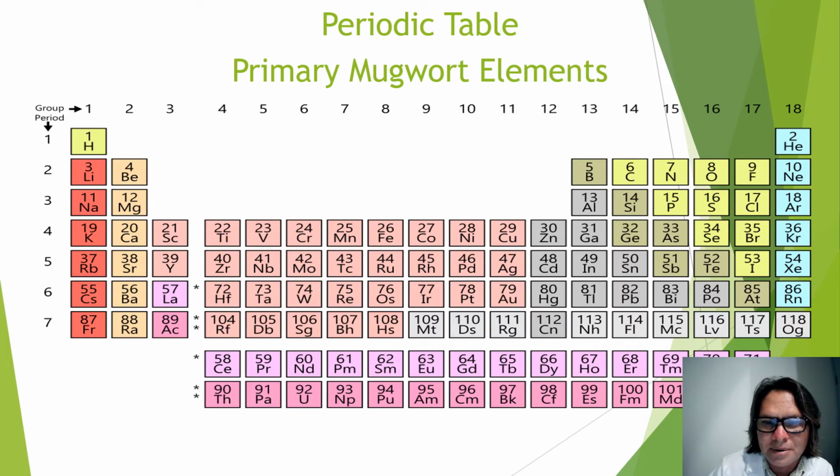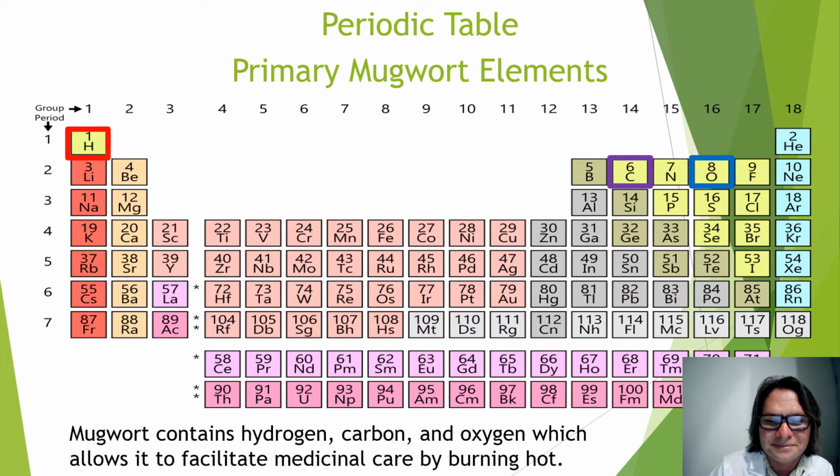Periodic table, here are the primary mugwort elements. They are hydrogen, carbon, and oxygen. And like I said, mugwort contains hydrogen, carbon, and oxygen, which allows it to facilitate medicinal care by burning hot.